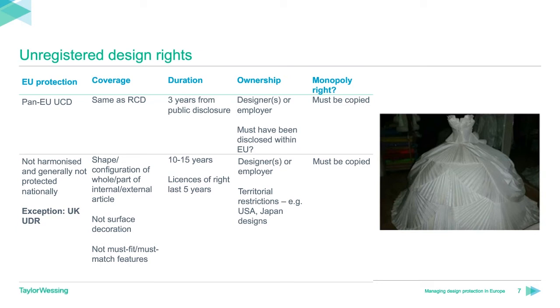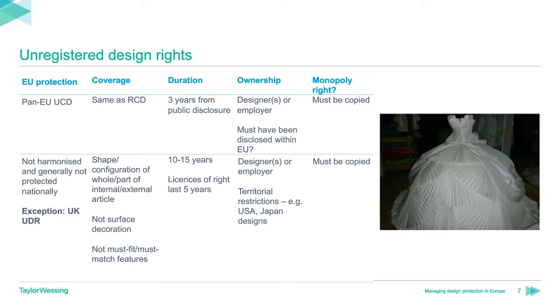And this is an area which has not been harmonized across the EU, and in fact, unregistered design rights are generally not protected nationally. One exception is in the UK, where we have the UK unregistered design right, and that covers the shape or configuration of the whole or part of the internal or external aspects of an article. Importantly, it does not cover surface decoration, and there are also exclusions known as the must-fit, must-match features, which are generally aimed at excluding spare parts.